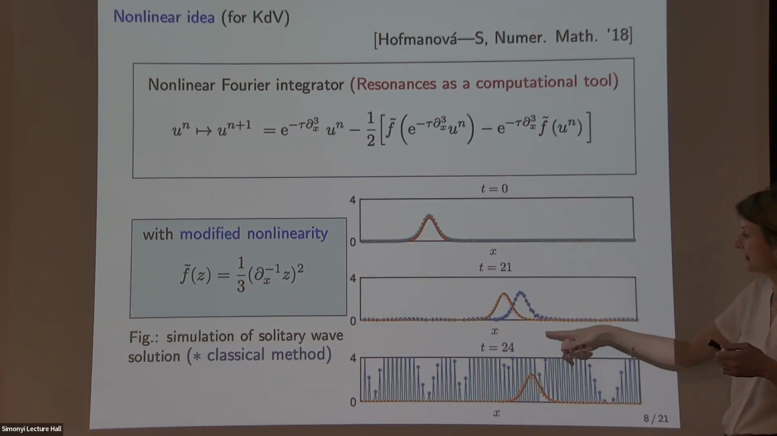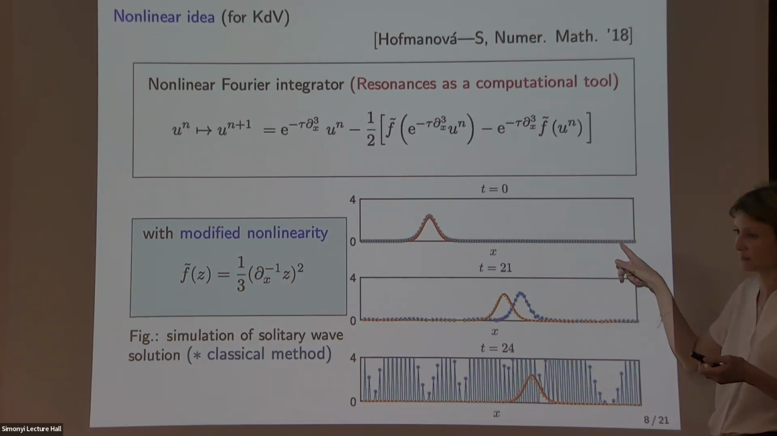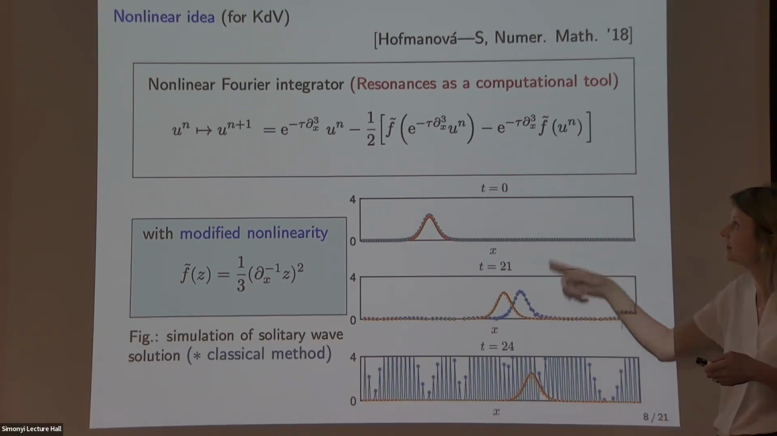And then you see in yellow dotted the exact solution. In blue stars, you see the exponential integrator method. The splitting method would behave similarly. And in red, you see this new resonance-based scheme. Of course, at the initial value, everything is the same, and then you move in time.